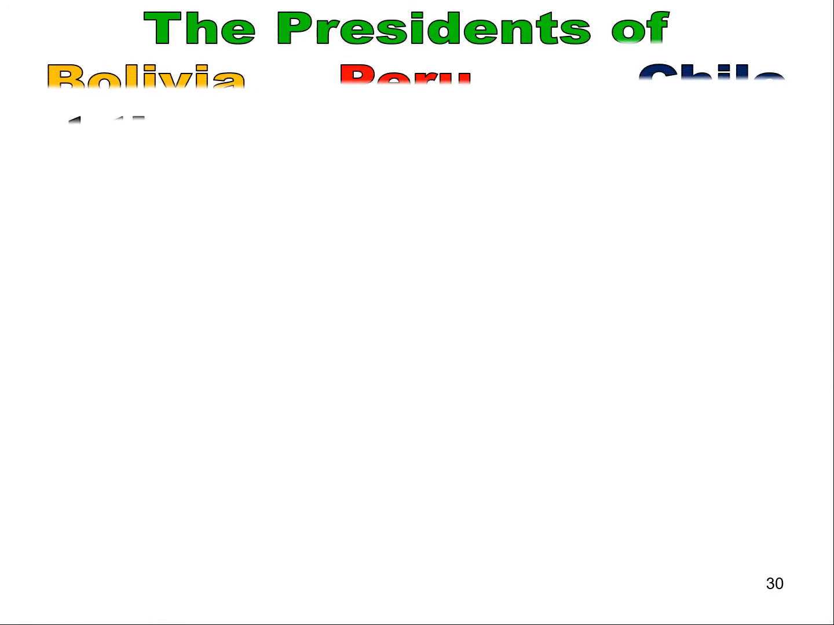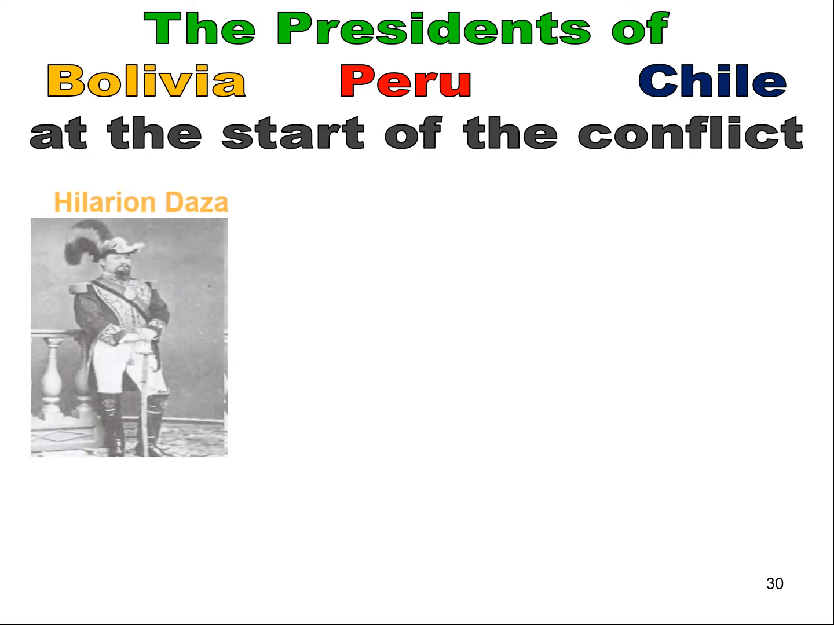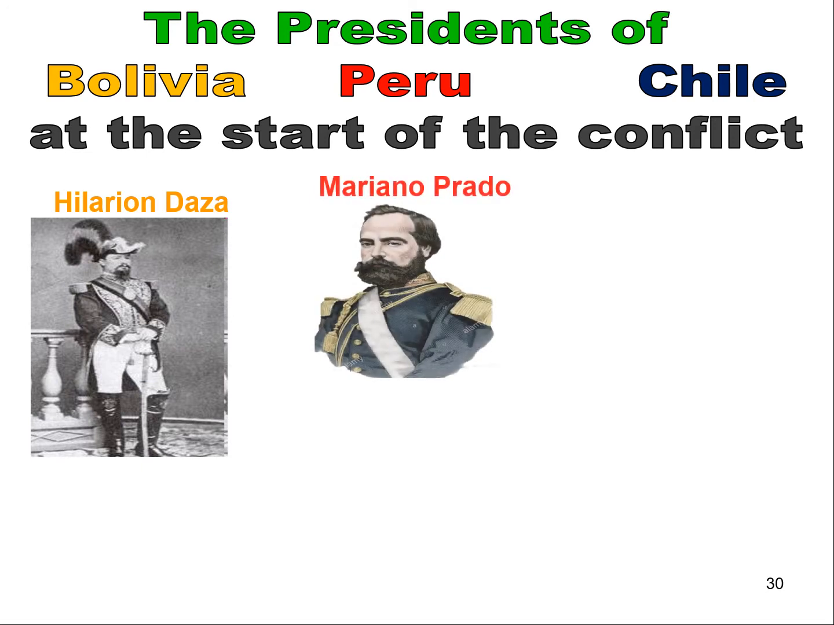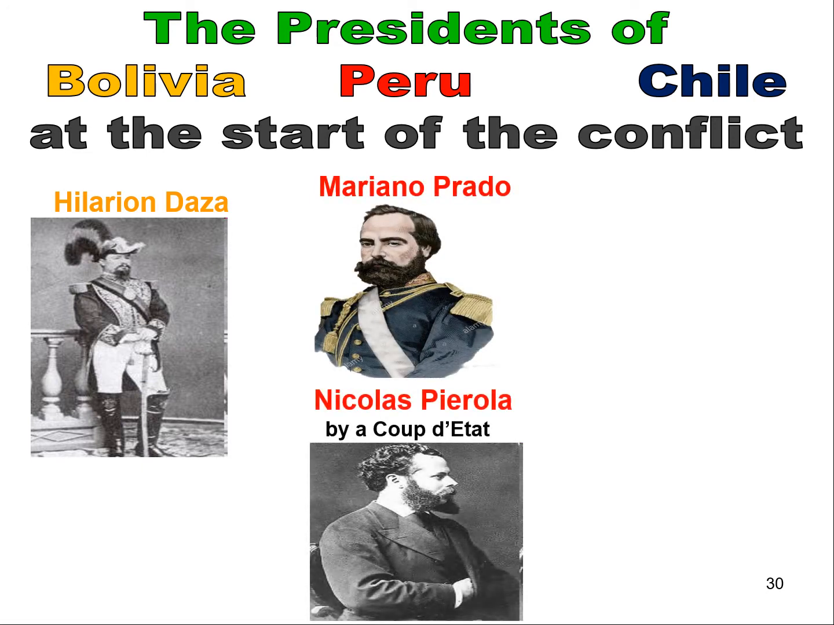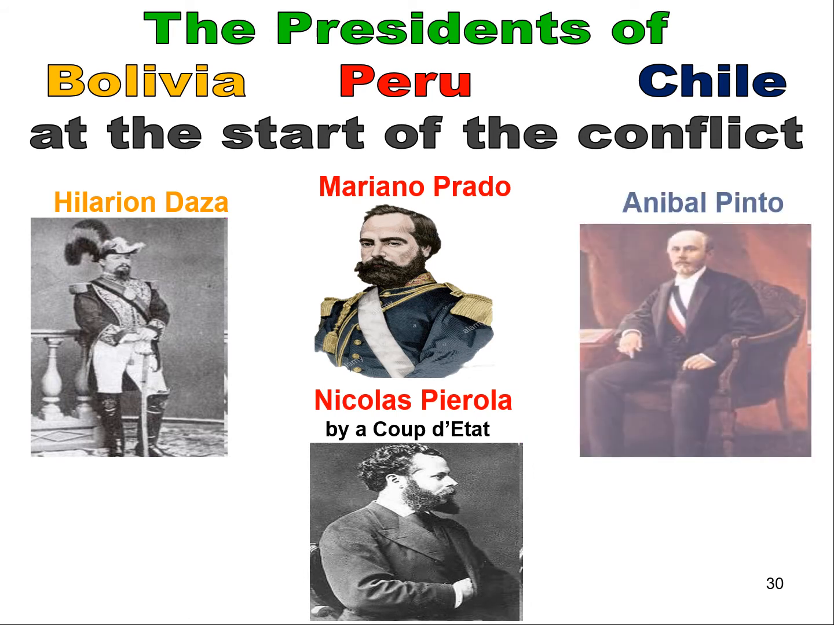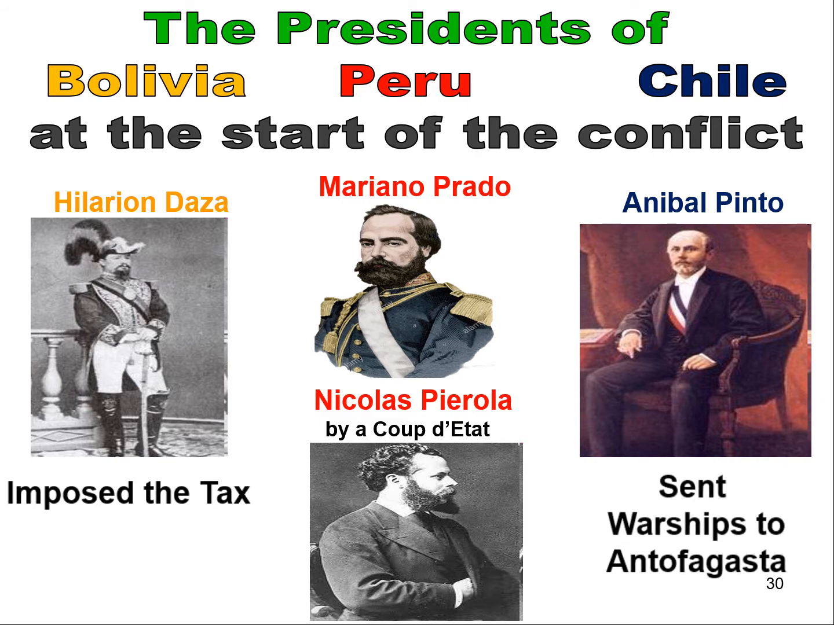The presidents of Bolivia, Peru and Chile at the start of the conflict were Hilarión Daza for Bolivia, Mariano Prado first and then Nicolás Piérola by coup d'état for Peru, and Aníbal Pinto for Chile. It was Hilarión Daza who imposed the 10% tax, and it was Aníbal Pinto who sent the warships to Antofagasta.